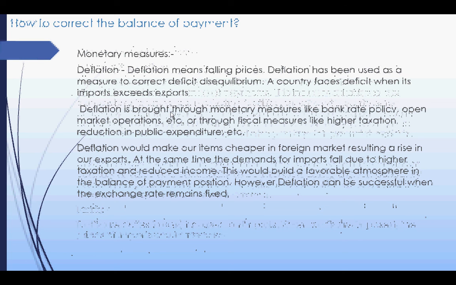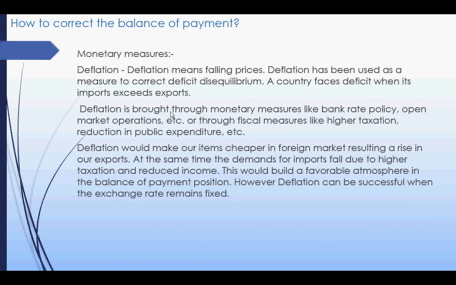Deflation, the first one. Deflation means falling prices. It has been used as a measure to correct disequilibrium in the balance of payment. A country faces deficit when its imports exceed the exports, right? Deflation is brought through monetary measures like bank rate policy, open market operations, etc., or through fiscal measures like higher taxation, reduction in public expenditure, etc.